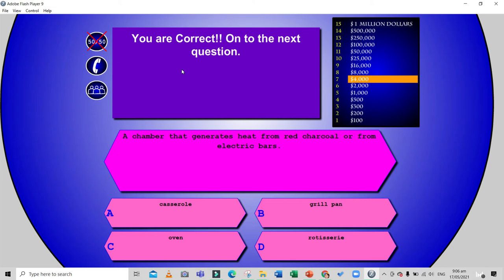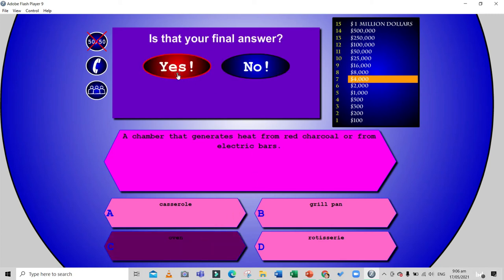Number 7. A chamber that generates heat from red charcoal or from electric bars. Is it A. Casserole, B. Grill pan, C. Oven, D. Rotisserie? The answer is C.